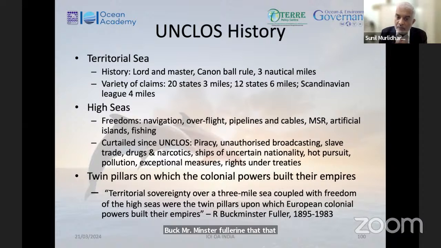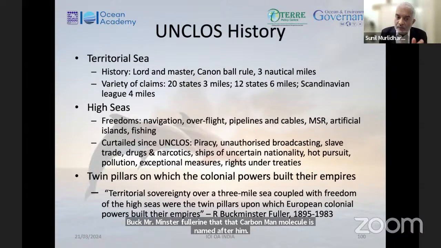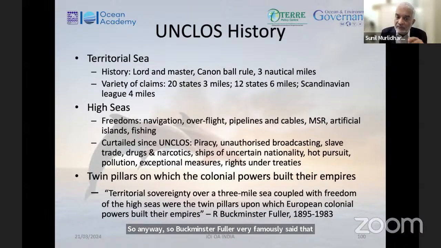So anyway, Buckminster Fuller very famously said that territorial sovereignty over 3 miles, coupled with freedom of the high seas, meant that the sea powers, the people who had the navies or the ships, had a roving ambassadorship, as it were, to go anywhere and do what they wanted. So territorial sovereignty over 3 miles of sea, coupled with freedom of the high seas, were the twin pillars upon which European colonial powers built their empires, starting from Spain and Portugal, like I told you, okay? So this is how the world was.